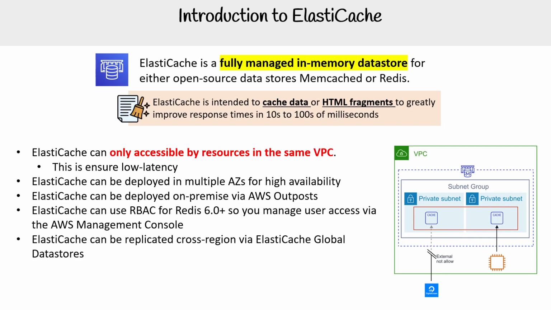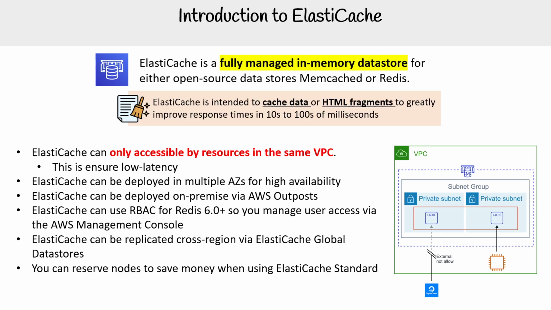ElastiCache can be replicated cross-region via ElastiCache Global Data Store. That is just an additional feature to bring your data into other regions. You can reserve nodes to save money when using ElastiCache Standard. ElastiCache can be automated to perform backups of data stores. The last four things are all new. ElastiCache was always a very simple service, but now they have backups, global data stores, reserve nodes, and the serverless mode.